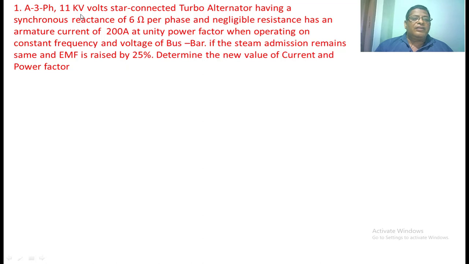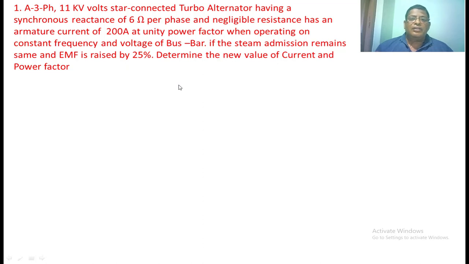A 3-phase, 11 kilovolt, star connected turbo alternator having a synchronous reactance of 6 ohm per phase and negligible resistance has an armature current of 200 amperes at unity power factor. When operating at constant frequency and voltage, the steam admission remains the same. The EMF is raised by 25%. Determine the new value of current and power factor of the alternator.